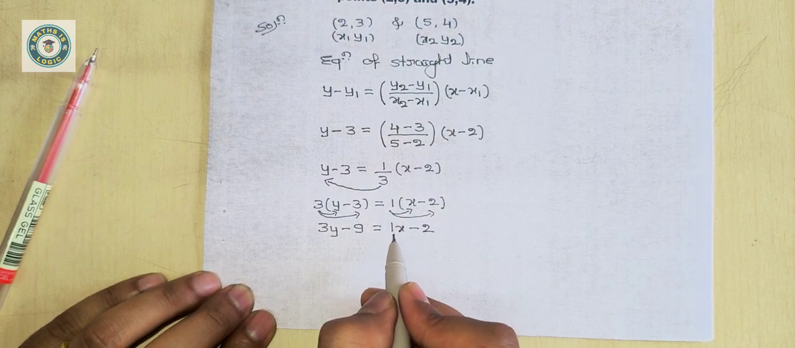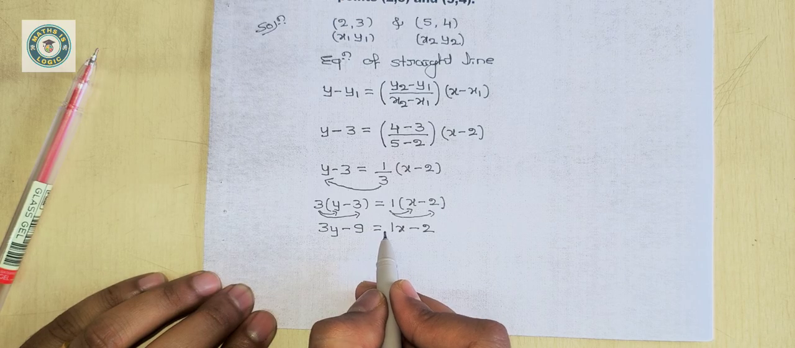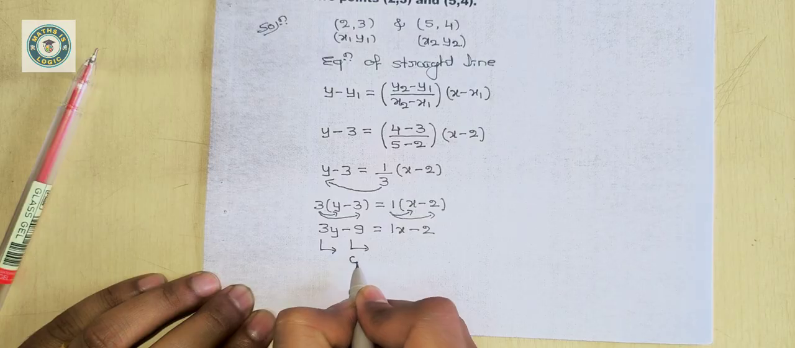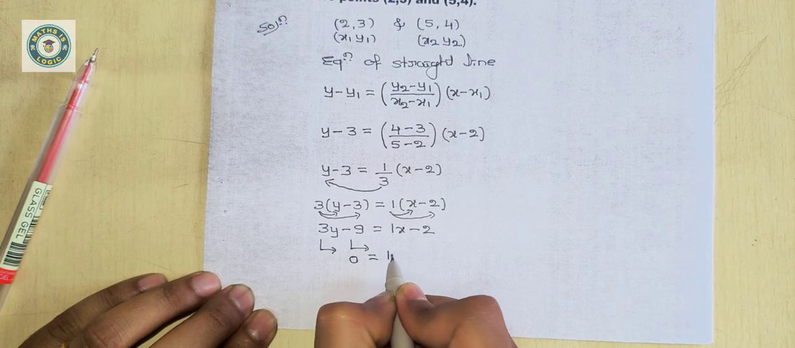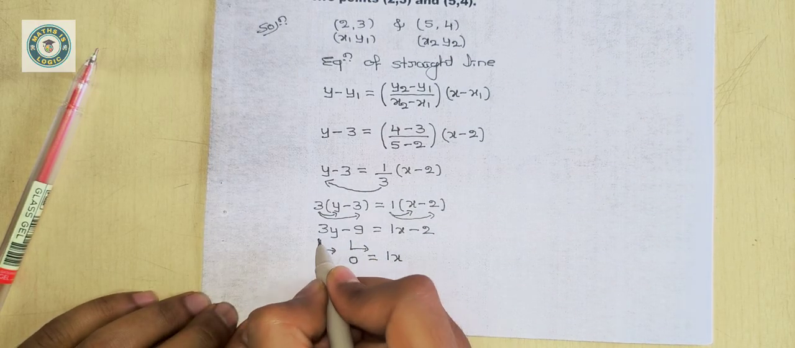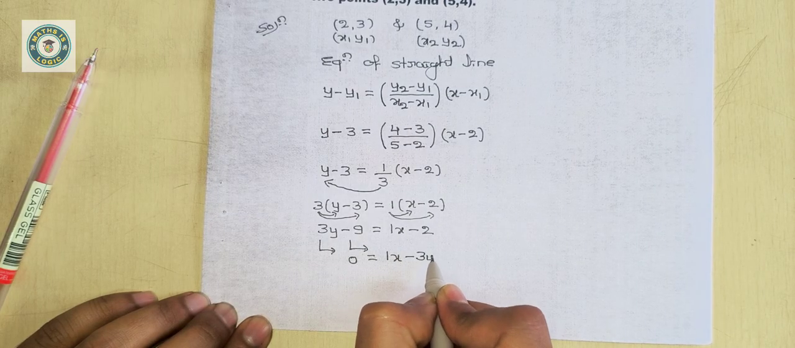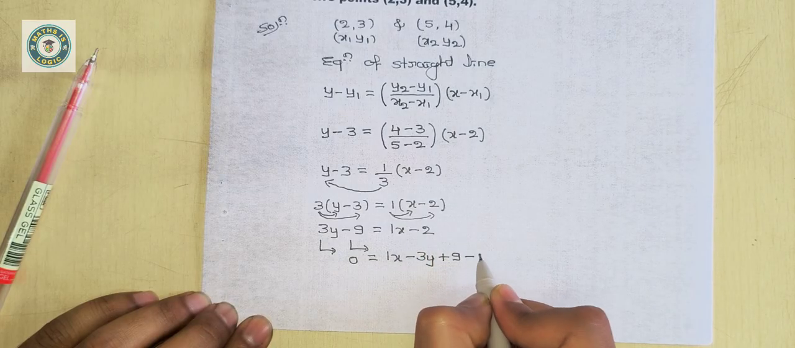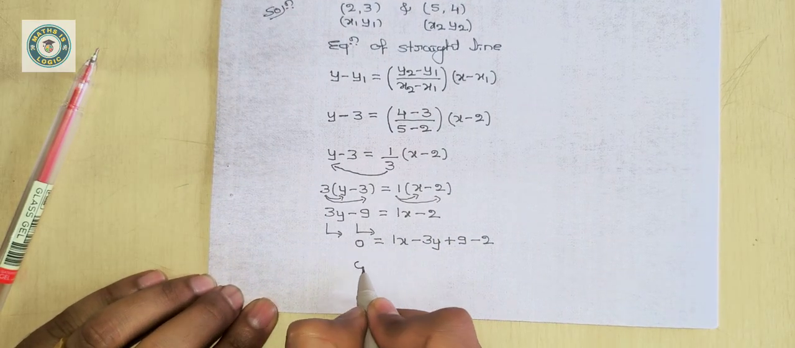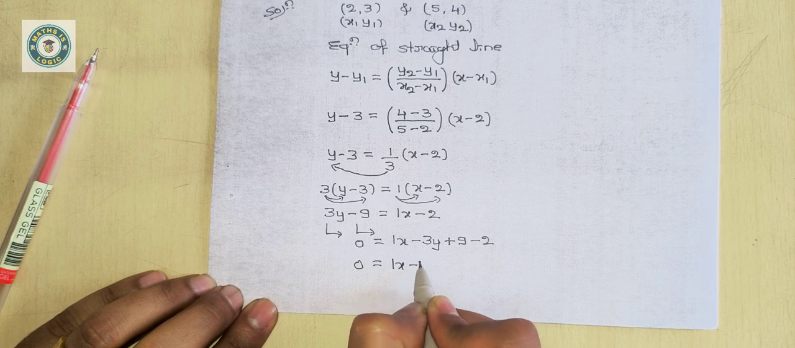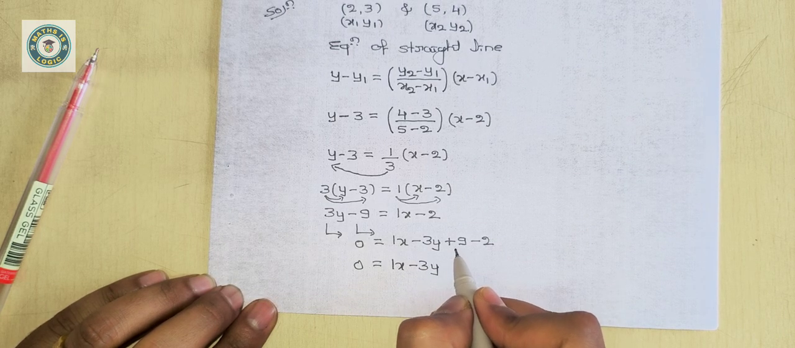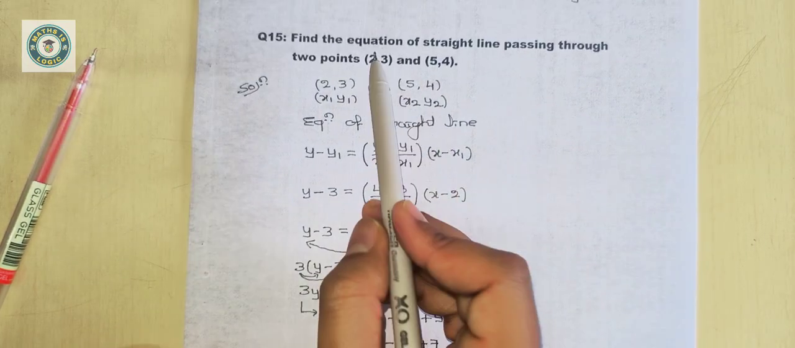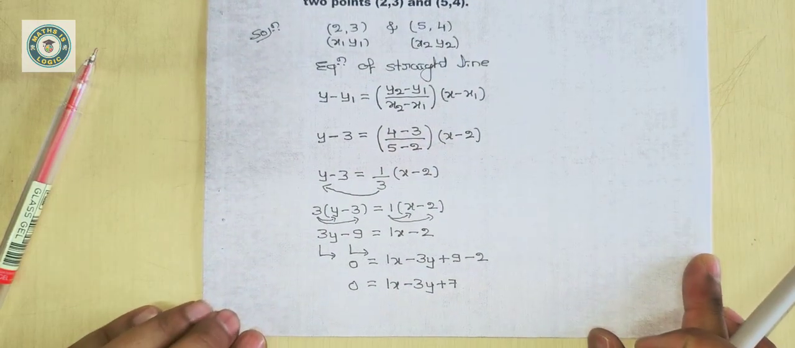2. Again you can see x contains positive sign, therefore we need to shift plus 3y and minus 2 to right hand side, so that time 0 is equals to 1x. Next plus 3y becomes what here? Minus 3y, minus 9 becomes what here? Plus 9, and here already minus 2 is there, keep it as it is. Therefore 0 is equals to 1x minus 3y plus 9 minus 2 is how much here? 7. So this is the required equation of what here? Straight line.